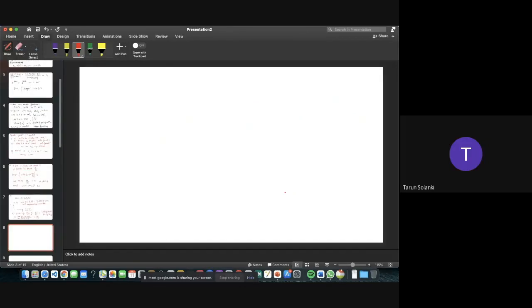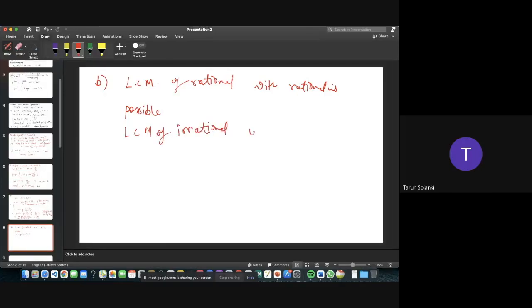Copied. So next, there's one more part, like this LCM of rational. The LCM of rational with rational is possible, and the LCM of irrational with irrational is possible, right?